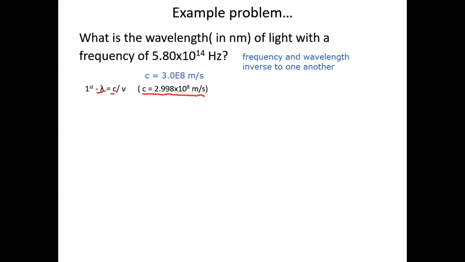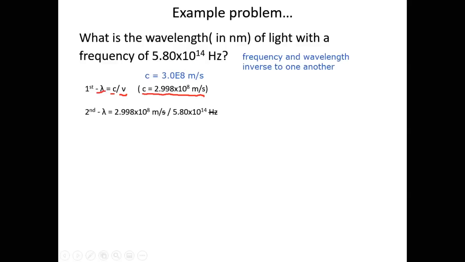And then nu is frequency. So we take the speed of light, we divide it by the frequency, we get the lambda. Now best to use parentheses when you're doing these operations because the calculator goes by order of operations. So we put in the speed of light, we put in the frequency, we get the wavelength in meters.